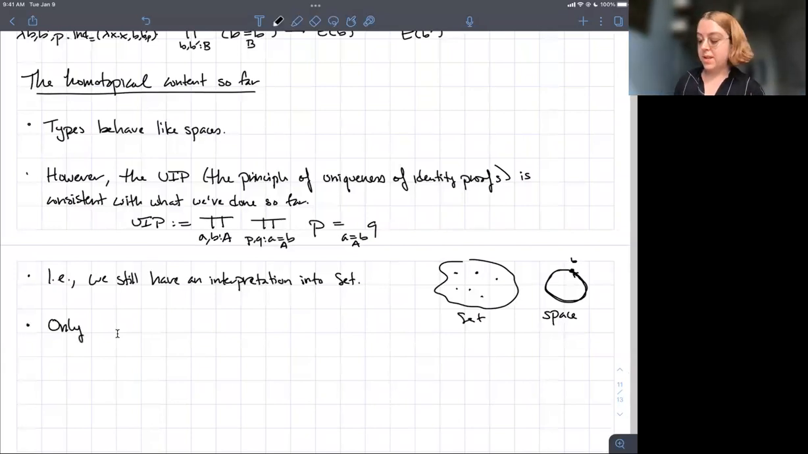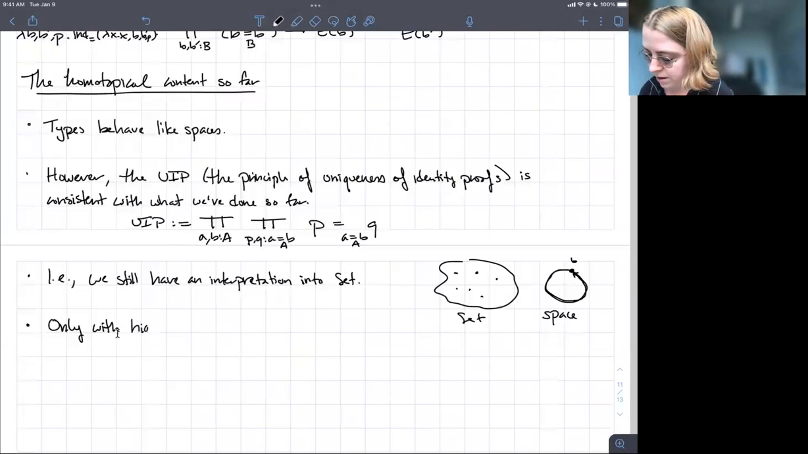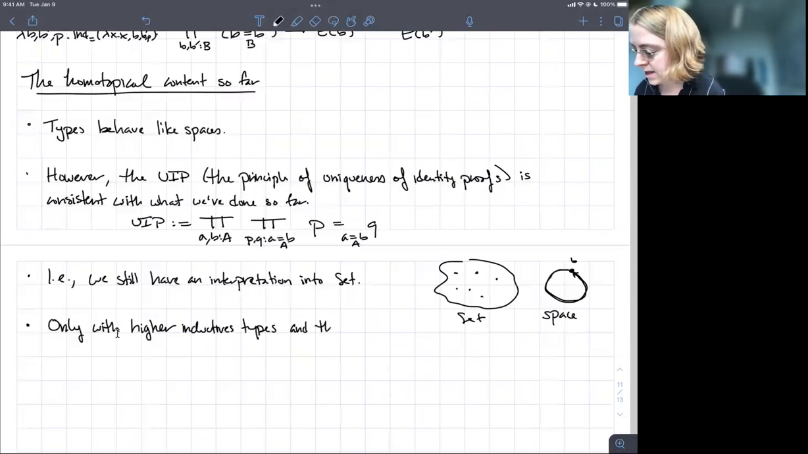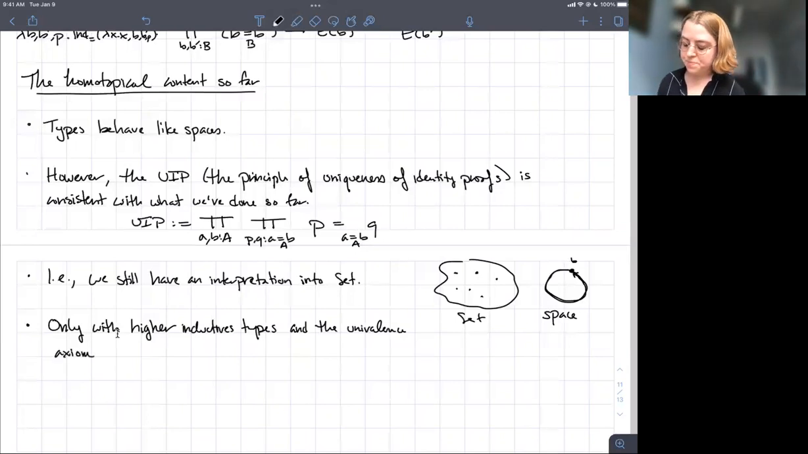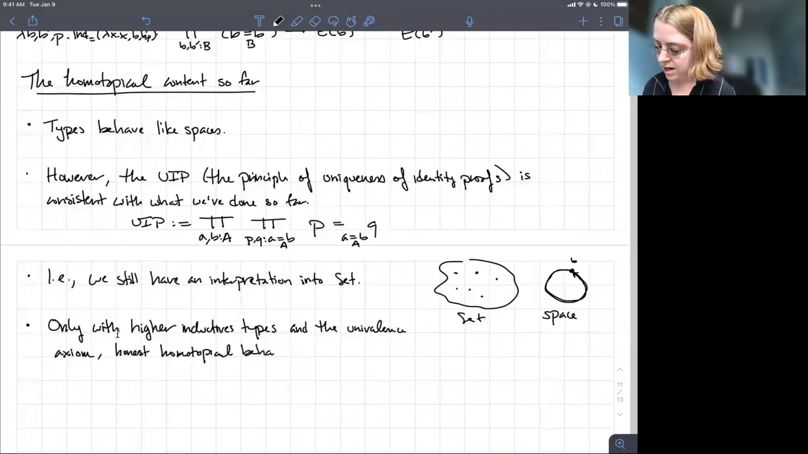Okay. So what I want to say is that we will add things to this type theory, not in this lecture, but in future lectures, that will force us to take the homotopical viewpoint, where the set viewpoint will not be sufficient anymore. So only with higher inductive types, of which we'll see some examples later in this course, and the univalence axiom. We have no idea what these two things are, but I'm just previewing. Only with the higher inductive types and the univalence axiom that we will learn about in the future of this course, honest to God homotopical behavior or content occurs, let's say.